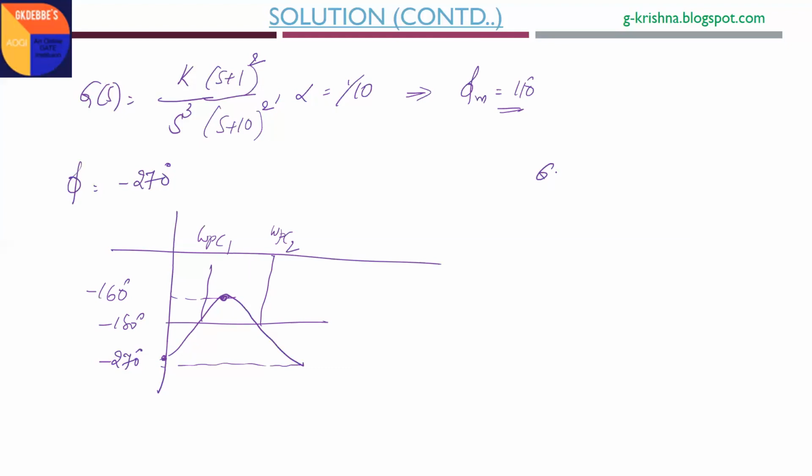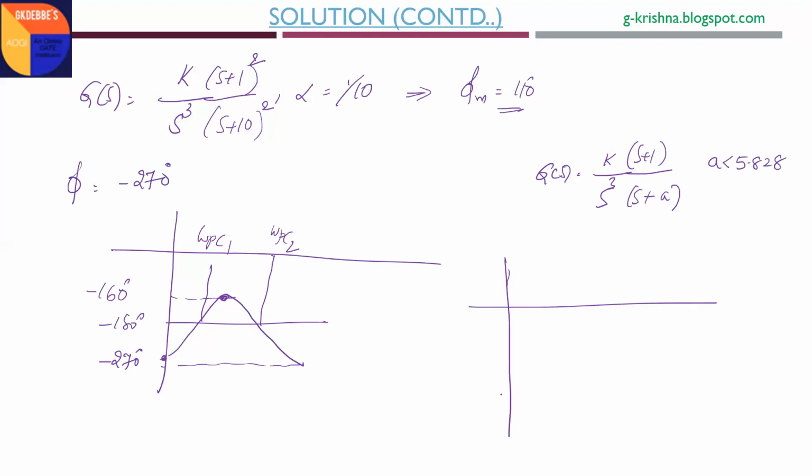If you select the transfer function as K by s cube into (s plus 1) by (s plus a), and here if you select any value of a less than 5.828, how will the phase plot be? This phase plot will never cut minus 180 degrees. If the phase plot never cuts minus 180 degrees, your root locus plot will never cut the imaginary axis.